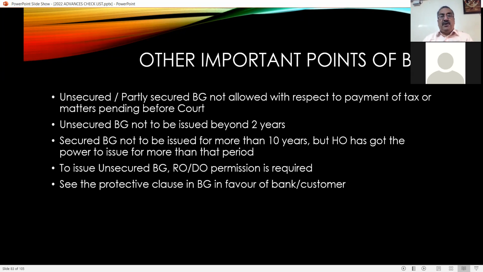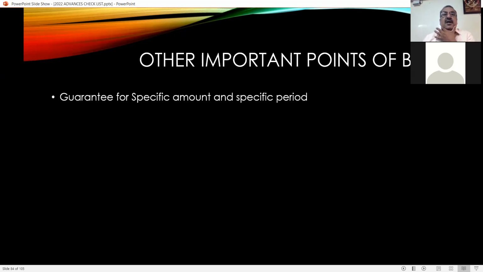And the next one is, see, the protective clause in BG in favor of the bank as well as the customer. In case the beneficiary does some mischief, in case the beneficiary has defaulted in terms and conditions of BG, then the bankers will not make the payment. So that should be a protective clause clearly there in the BG. And guarantee for a specific amount for a specific year. We guarantee only to the extent. And this guarantee is applicable for a period of, say, 2 years. So the guarantee is for a specific amount and for a specific period.